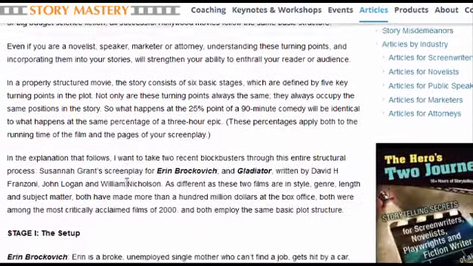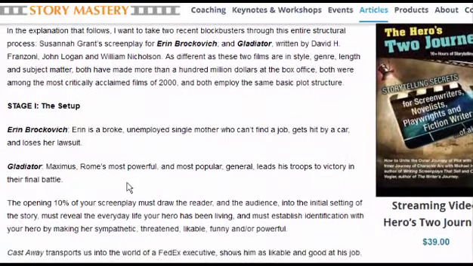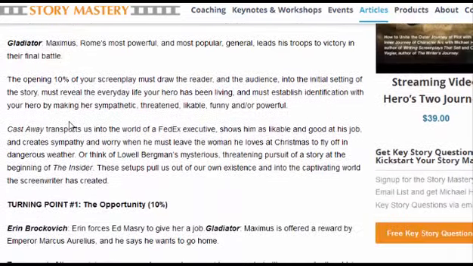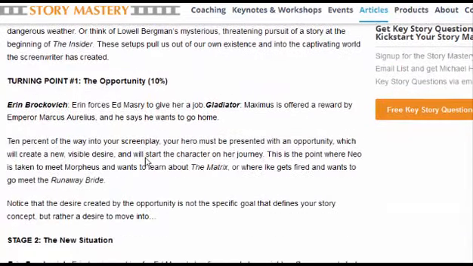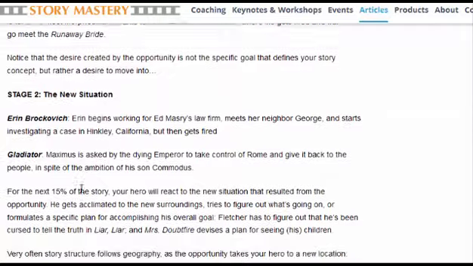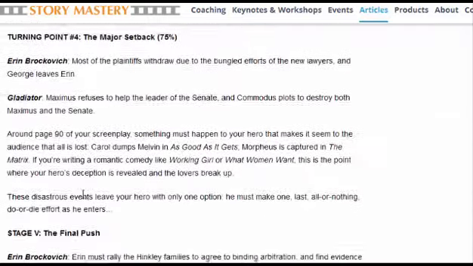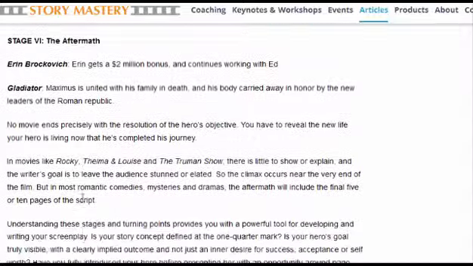We're not going to go through the actual article, but what I want us to look at is the different stages. Here he discusses the stages of any story. First, you have the setup. Then there's a turning point, providing an opportunity. Then stage 2, the new situation, and so forth. Now, I'm going to quickly scroll through here.